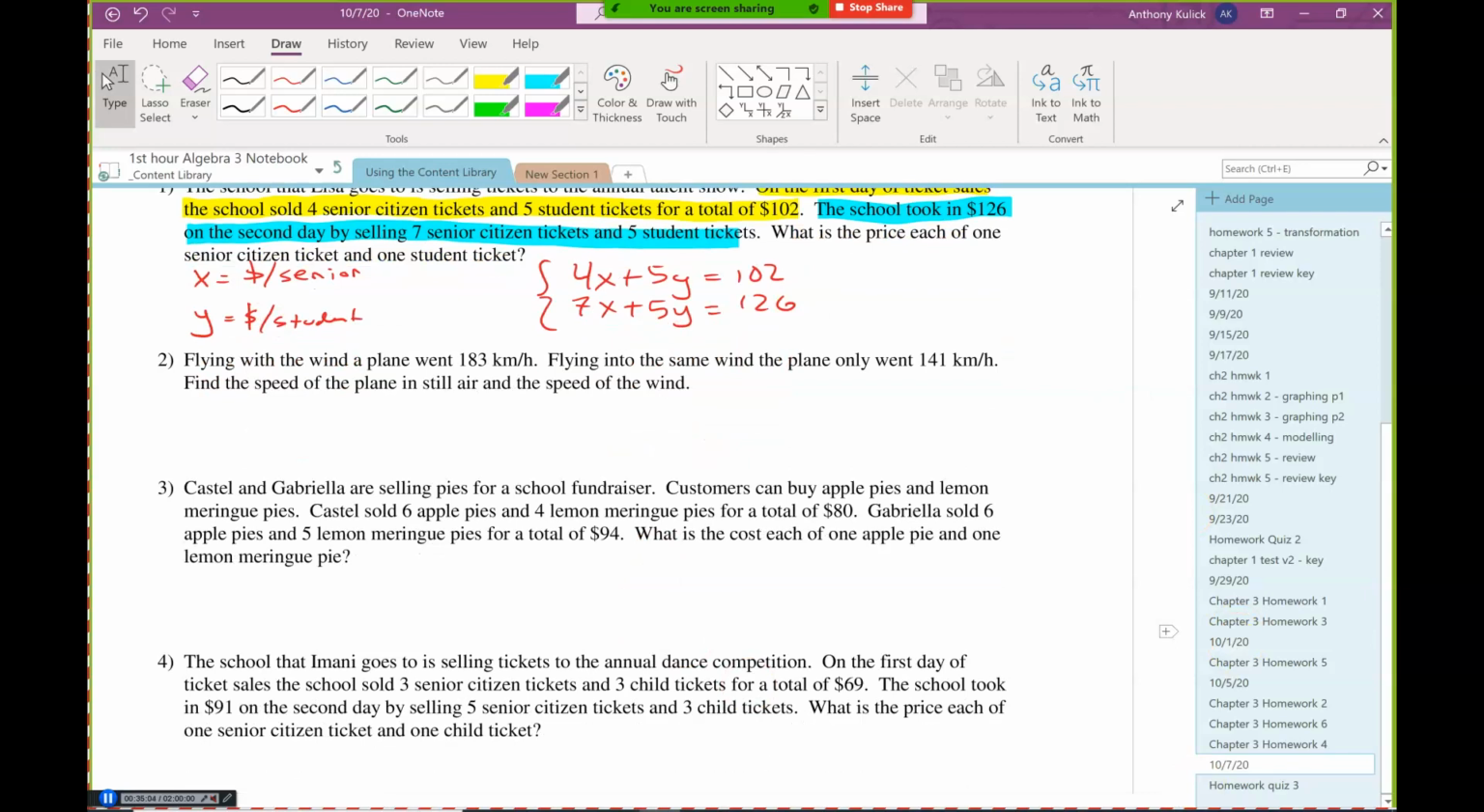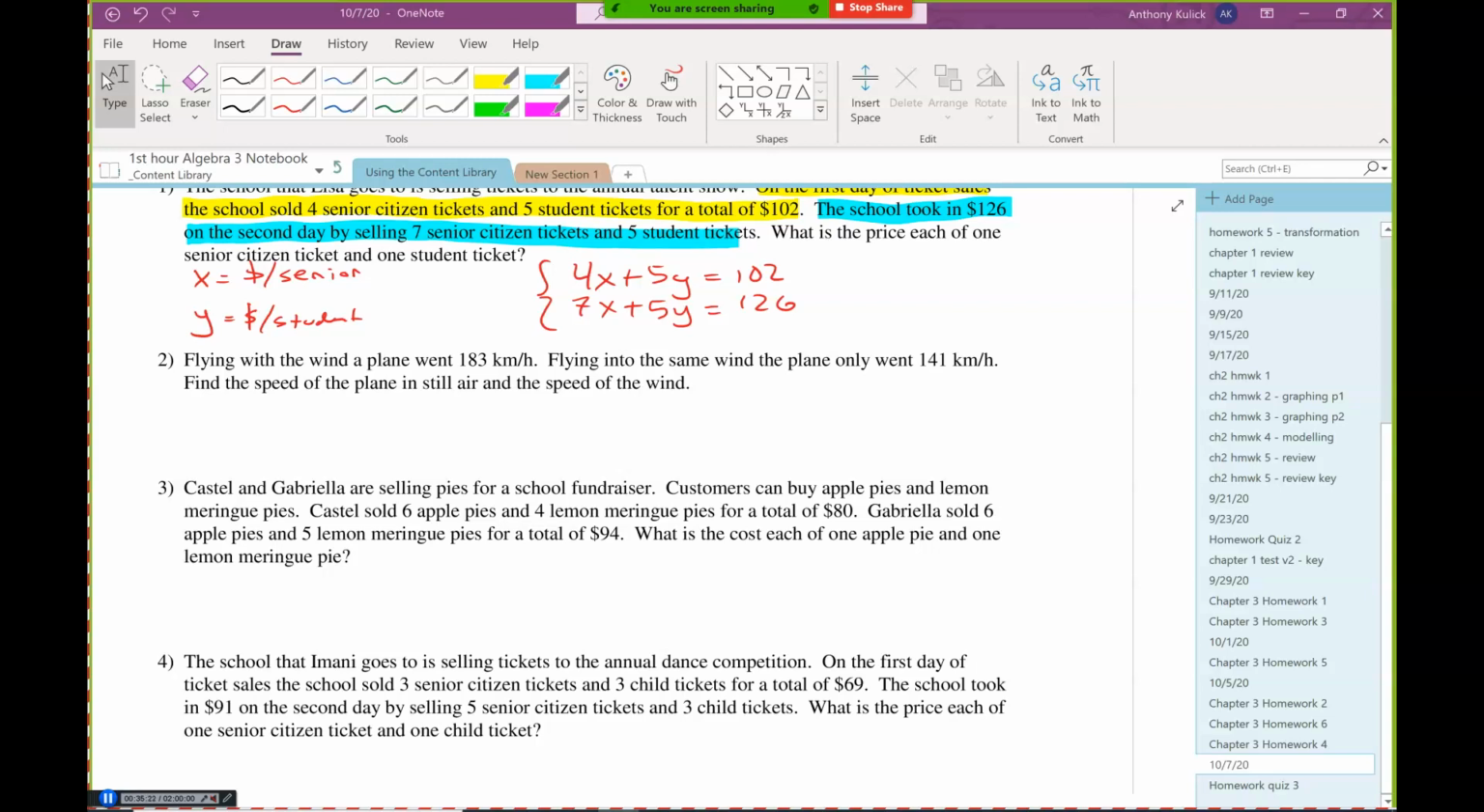Let's look at number 2, which I think is a little bit trickier because we have to kind of think about it a little bit. So it says, flying with the wind, a plane went 183 kilometers per hour.